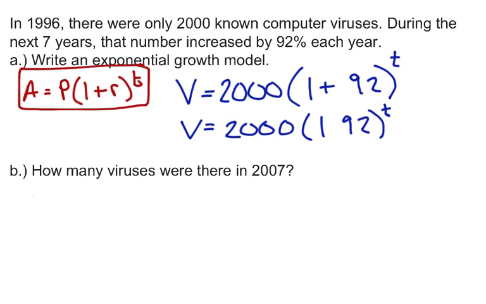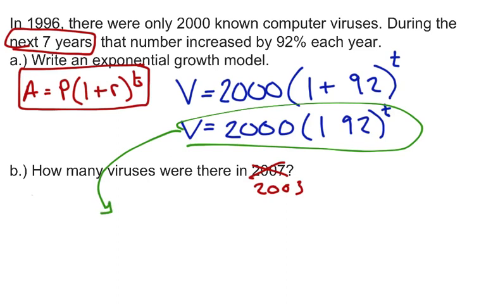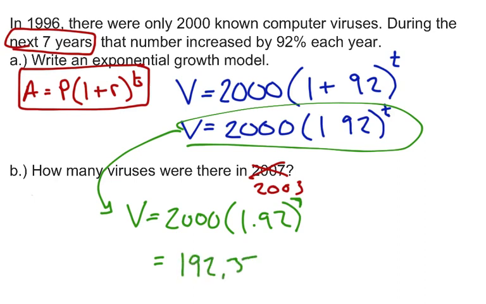So how many viruses were there in 2007? Well, I should really change this problem, because in the problem it said that this model only works for the next 7 years. So instead of 2007, let's go with 2003, because that would be 7 years after 1996. So we use our model that we just developed, and the number of viruses is going to be 2,000 times 1.92, and since 2003 is 7 years after 1996, we're going to go to the 7th power. We plug that all into our calculator just like it looks, and we'll find out that in 2003 there were 192,370 viruses.